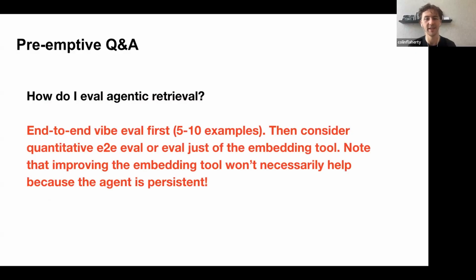Again, this is not to say that embedding models aren't useful as tools. They are very useful, but it's not as simple as if you make the score go up on the embedding model eval, then the score will go up on the end-to-end agentic retrieval eval. That's why I recommend starting with the end-to-end vibe eval. In general I just recommend starting with vibe evals. I think this is very unintuitive to people that come from classical ML who are always trying to make quantitative evals. With natural language, you can learn so much just from looking at a few examples.